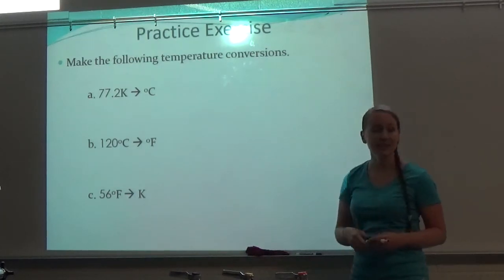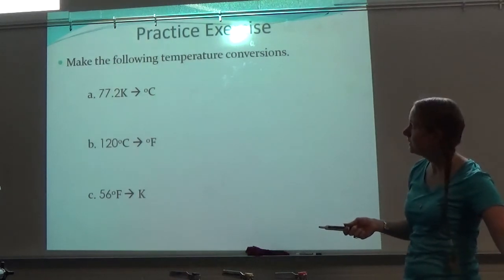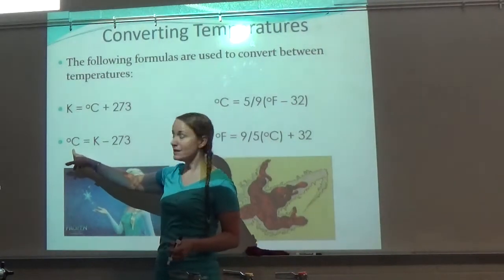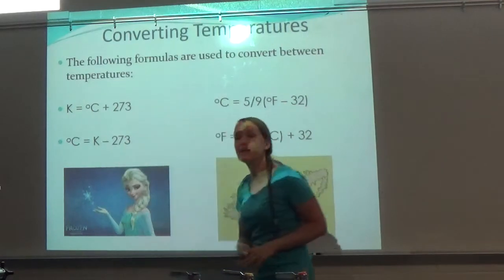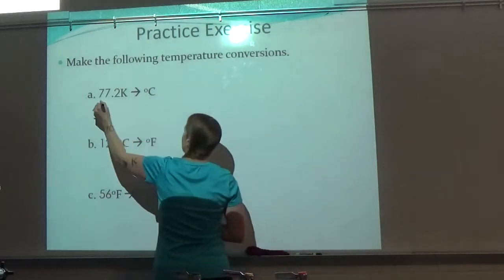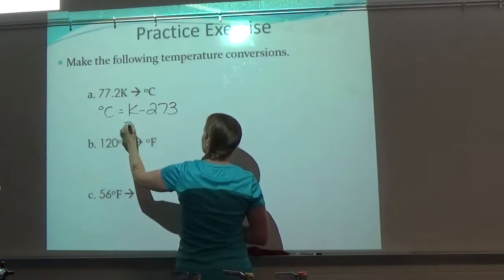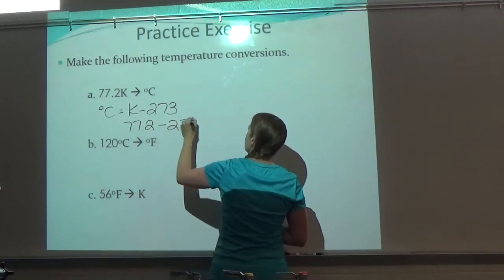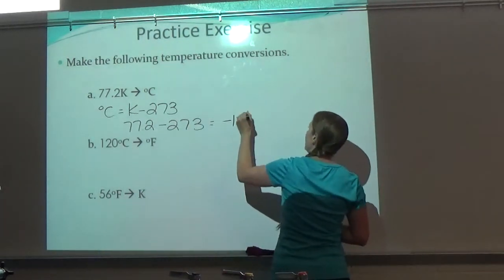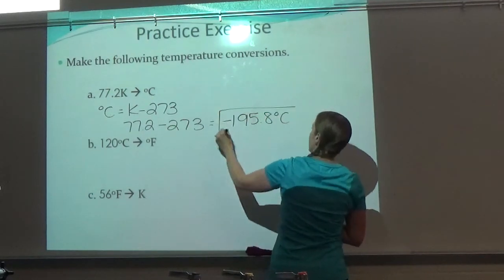All right, so we have 77.2 Kelvin, and we're going to Celsius. So we have Kelvin, we're trying to get to Celsius. So degrees Celsius is Kelvin minus 273. So then I just plug in. My 77.2 minus 273 becomes negative 195.8. Whoops, I wrote 8. Negative 195.8 degrees Celsius.